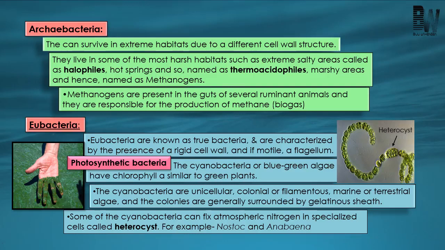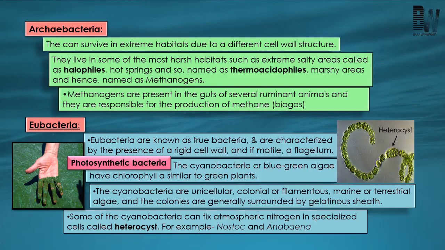Next come to another group of bacteria, that is eubacteria or true bacteria. So these eubacteria also possess a cell wall and, if motile, flagella may be present. And these eubacteria can be divided into three groups based on their mode of nutrition.